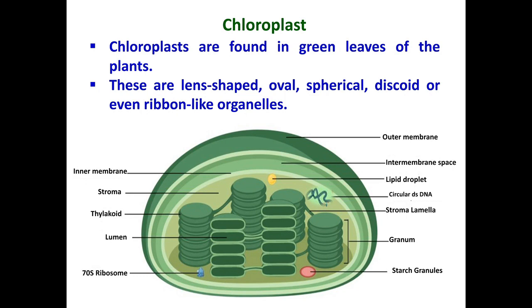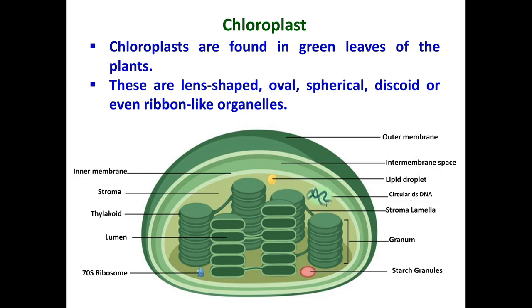Dear students, as we know that plants leaves are green in color. The green color of leaves is due to the presence of green pigment which is known as chlorophyll pigment, and this chlorophyll pigment is actually found inside the chloroplast of green leaf cells. Okay students, when we observe the shape of chloroplast, we find much diversity in their shape. These are lens shaped, oval, spherical, discoid or even ribbon like organelles.